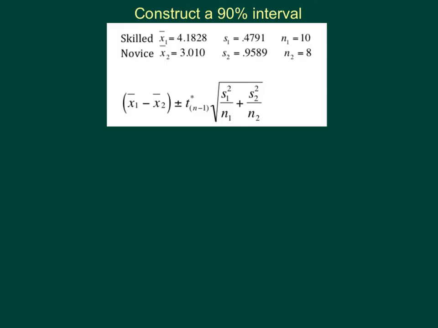The course of action we want to take now is to construct a 90% confidence interval for the difference between skilled and novice female rowers. You have all of your summary statistics here. Using your T table, decide on the appropriate critical value of T and substitute in all the other information necessary to complete the interval. Then actually calculate the interval by hand. Press pause, do all of that now, and then I'll substitute in my work and we can compare answers.